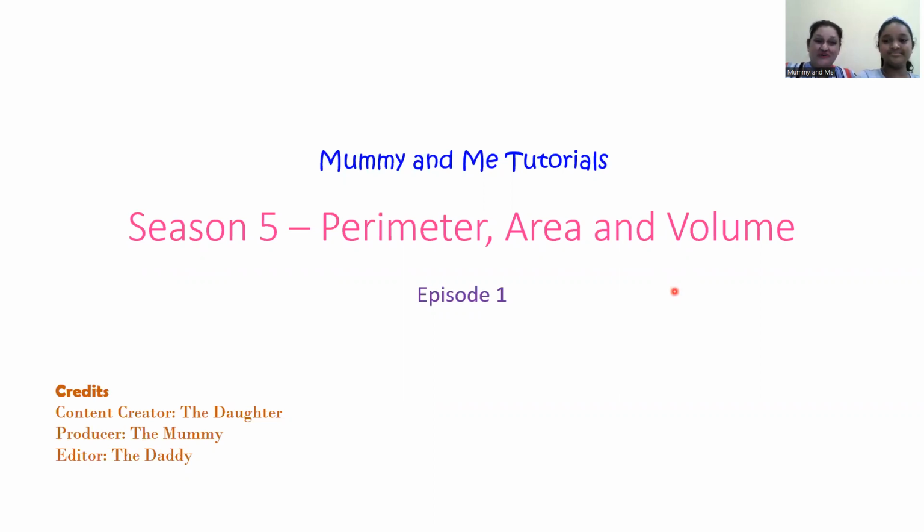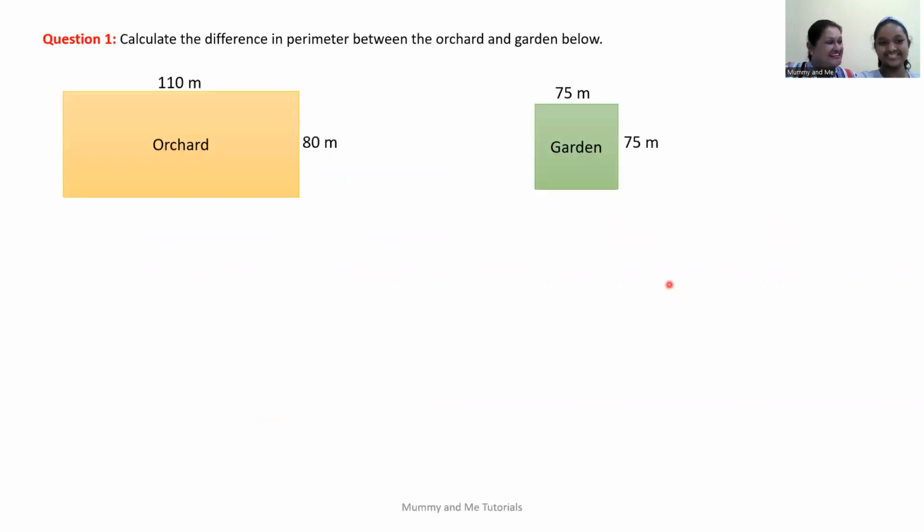In this season, we will be discussing perimeter, area, and volume. Would you like to read? Sure. Calculate the difference in perimeter between the orchard and garden below. What is this question asking us to do? To calculate the difference between this orchard and this garden. Okay. How do we calculate the difference in perimeters?